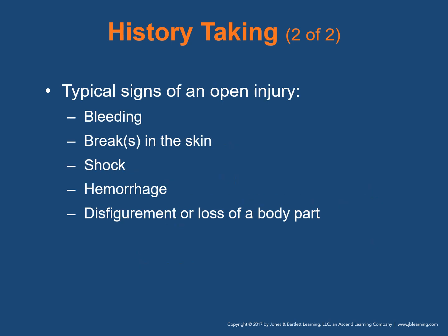Some typical signs of an open injury are bleeding, breaks in the skin, shock, hemorrhage, disfigurement or loss of a body part, and chronic medical conditions such as anemia and hemophilia, as well as a host of other medical conditions that can complicate open soft tissue injuries.